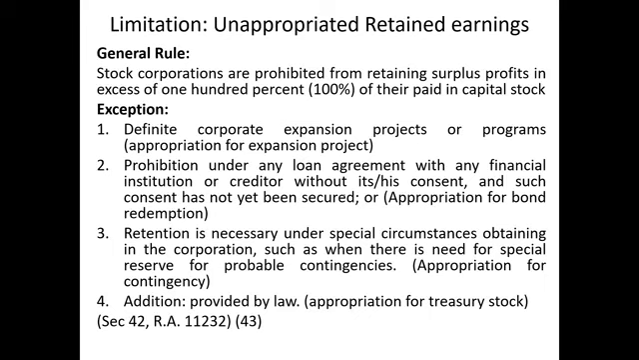Another is retention is necessary under special circumstances obtaining in the corporation, such as when there is a need for a special reserve for probable contingency. Sa accounting, minsan gumagawa ka ng appropriation for probable contingency. And ito, addition as provided for by law, like appropriation for treasury shares. Kasi nga, before the corporation can acquire its own shares, dapat may balanse kayo ng unrestricted retained earnings. Otherwise, there is violation of the trust fund doctrine. Okay?